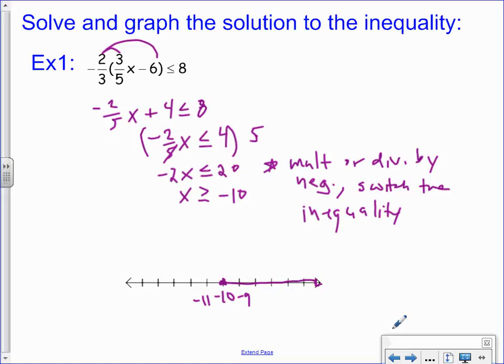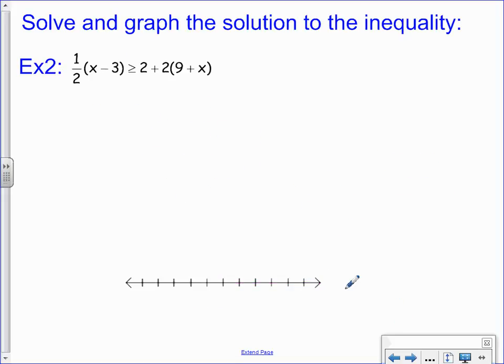All right, let's get more interesting. Here we go. In this case, we have lots of simplification to do, so let's start on the left side and move our way forward. Distributing the 1/2 on this side gives you 1/2 x minus 3 over 2 is greater than or equal to, we have the 2 plus, distributing the 2 this way, you get 18 plus 2x.